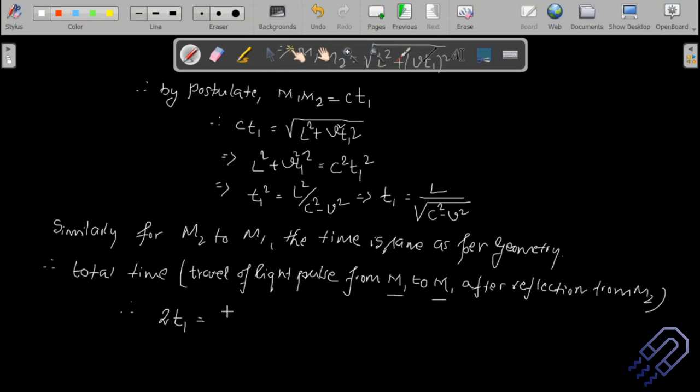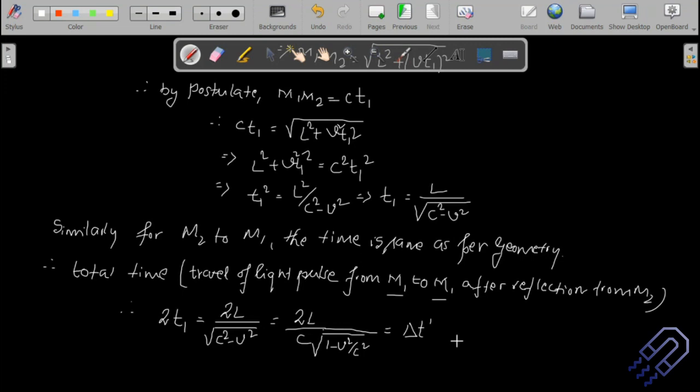This is 2t1, that means it is 2 times L divided by root over c square minus v square. And in general we write it down in terms of this relation. If you remember, I told you about beta and gamma. If you take c square out of the root, it will be just c out of the root, 1 minus v square divided by c square, right? This is the time that you observe in the moving frame of reference. So I'm just writing it down as delta t prime, right?